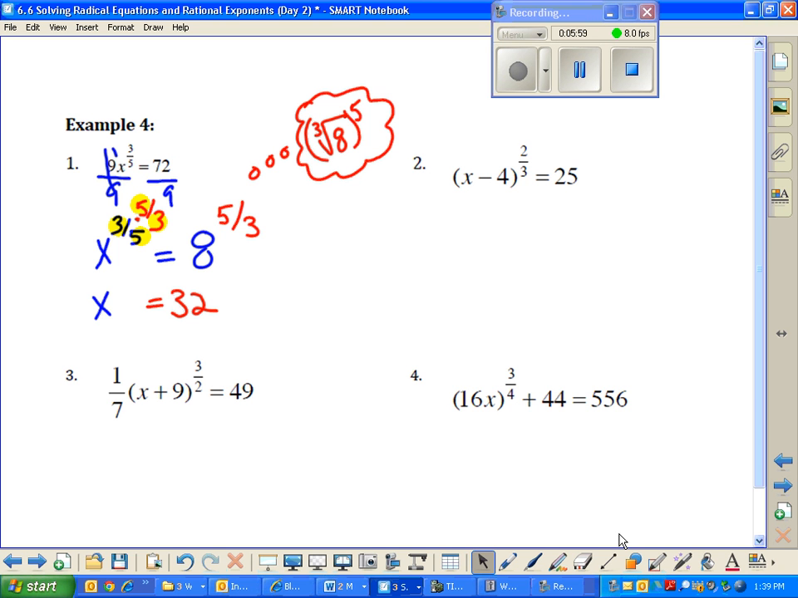That's the same thing as taking the 5th root of 32, which is 2. And then you raise that to the 3rd power. 2 to the 3rd is 8. 8 times 9 is indeed 72. So this answer does work. Makes me pretty happy.